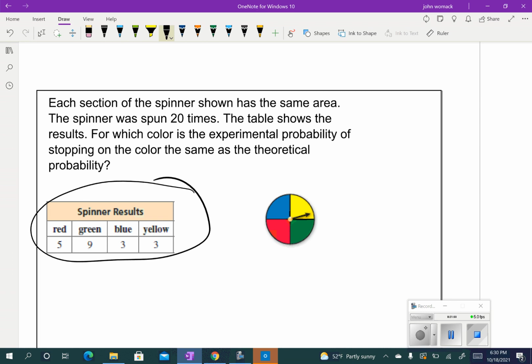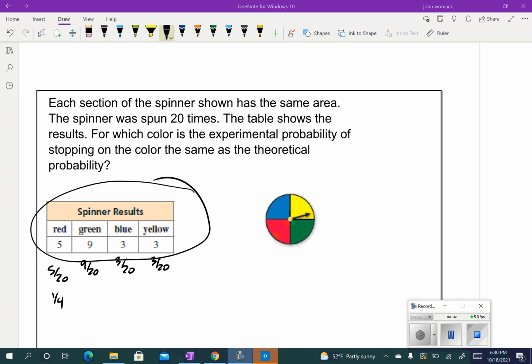So if they spun it 20 times, for the red one, they got it 5 out of 20 times, which we could reduce. What's that, 1/4? For the green, they got 9 out of 20 times. For the blue one, they got 3 out of 20 times. And for the yellow one, they got 3 out of 20 times. So that's the experimental probability. So if I said, what's the experimental probability of getting a red? You'd say, it's a 5 in 20 or a 1 in 4 probability of getting that. What's the experimental probability of getting a green? Well, it's a 9 in 20 chance.